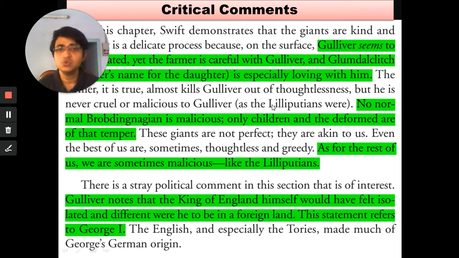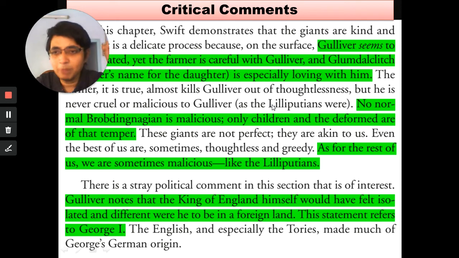আমি আগেই বলেছি সুইফটের অনেক ধরনের প্রেজুডিস ছিল, উইমেনদের প্রতি ছিল, চিলড্রেনদের প্রতি ছিল, and of course physically challenged তাদের প্রতি ছিল. So these giants are not perfect. They are akin to us, and even perhaps the best of us. অনেকেই বলে that the Brobdingnagians are perhaps the best version of the human race. And as for the rest of us, we are sometimes malicious like the Lilliputians. So আমাদের নিজেদেরই চেহারাটাই লিলিপুটিয়ান এবং ব্রবডিংনাগিয়ানদের মধ্যে দিয়ে হয়তো সুইফট বলার চেষ্টা করছে.